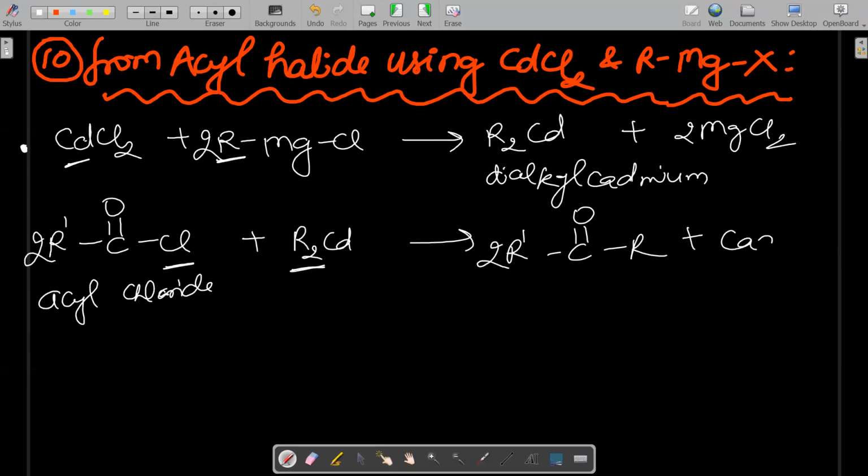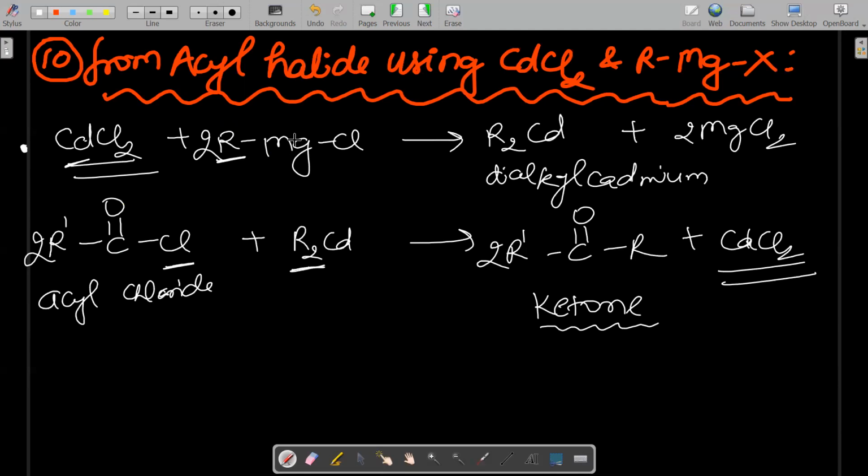And what byproduct is observed again? Cadmium chloride. Okay, so this cadmium chloride is recovered in the form of catalyst, which will again be used in the first step. So this is catalyst. So this method is also basically for preparation of ketone. So by this method, ketone can be prepared, not aldehyde, because there is no possibility of H.